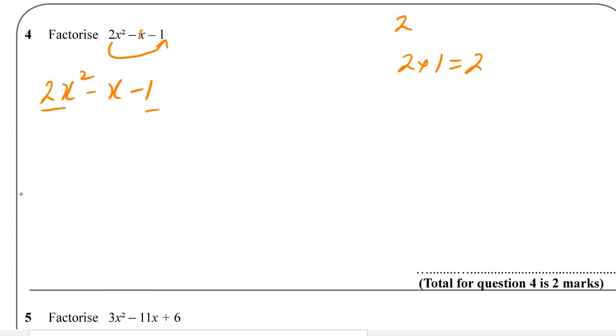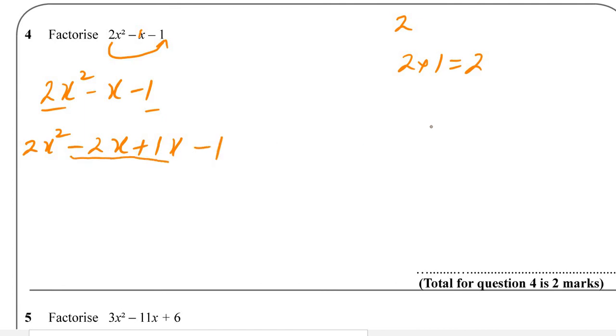The first one and the last one are not going to be changed, so this is going to be 2x squared. So I'm going to write down 2 and 1. Now this is going to be a little bit tricky if you're doing higher. This is actually a higher question, but sometimes it comes in the foundation as well. So we need to get minus 1x here, so I can write minus 2x and plus 1x and minus 1. This one I can explain here.